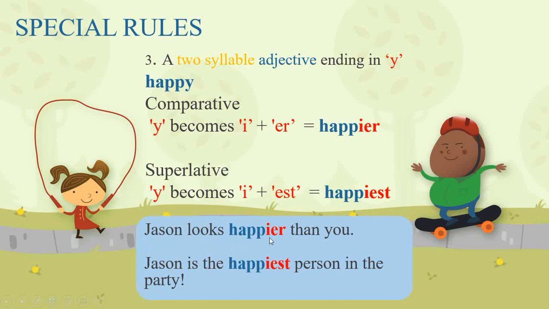Jason looks happier than you. We're comparing how Jason looks and how you look. We're comparing Jason and you, two people. Now for the superlative form, we have: Jason is the happiest person in the party. We're comparing Jason with all of the people in the party. So we're comparing Jason with more than one person, with all of the people that are in the party.